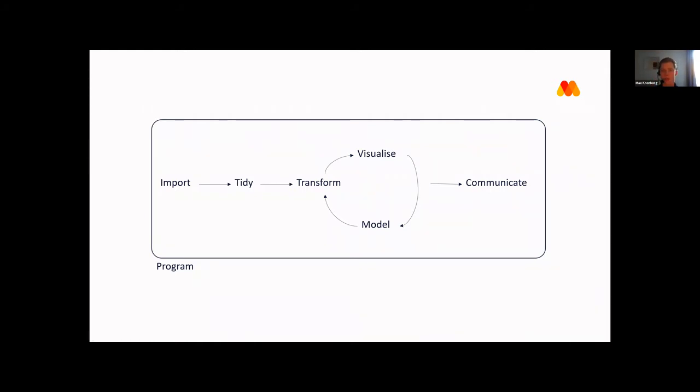You probably visualize it to get a bit of information on it. Then you'll most likely try and fit a model to it. And you can then spend some time in this inner loop assessing your model, transforming the data, looking at it a bit more, maybe modeling it in a different way. And then once you're done with that, you communicate your results to the rest of the world.